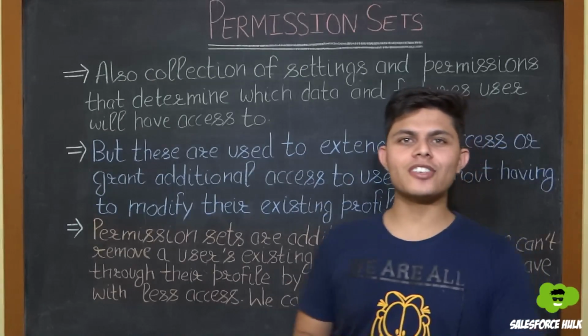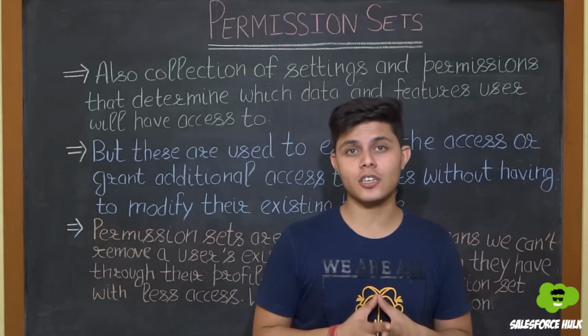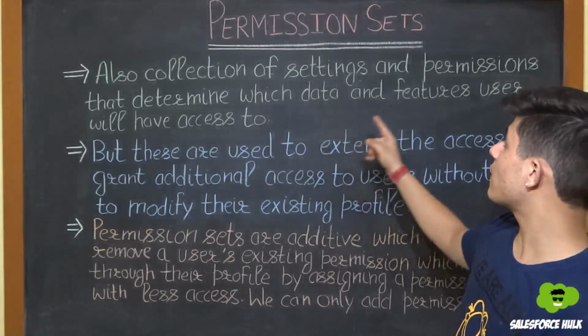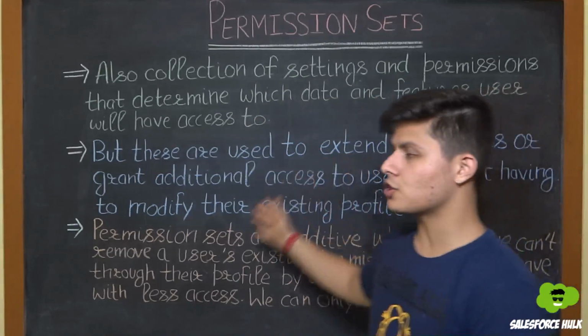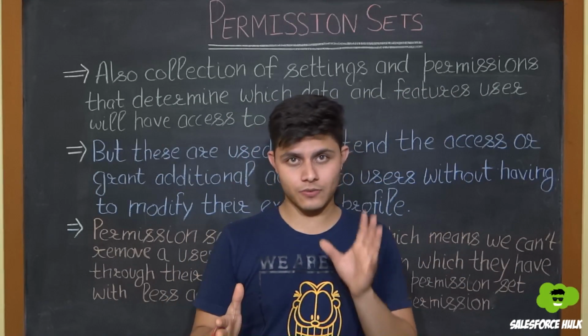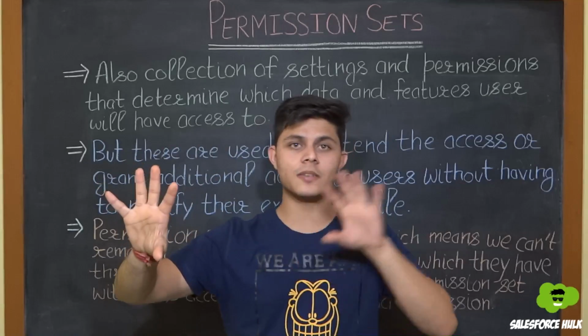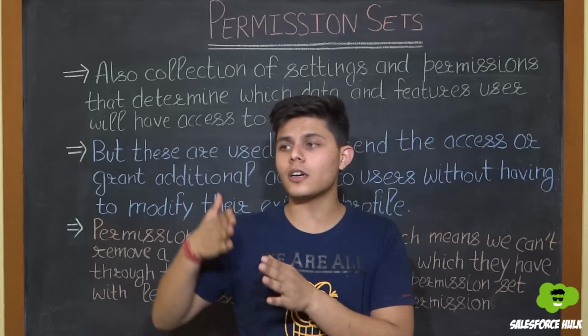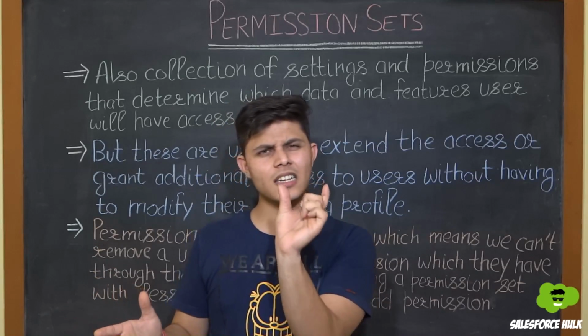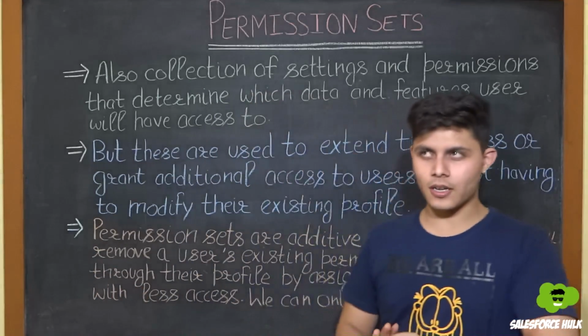Now let's start with permission sets by discussing what its definition is. Permission sets are also a collection of settings and permissions that determine which data and features users will have access to. So permission sets are similar to profiles, first of all, because they are also a collection of settings and permissions which define what features or data the users will have access to. But there is a little twist over here. Let's see what it is.